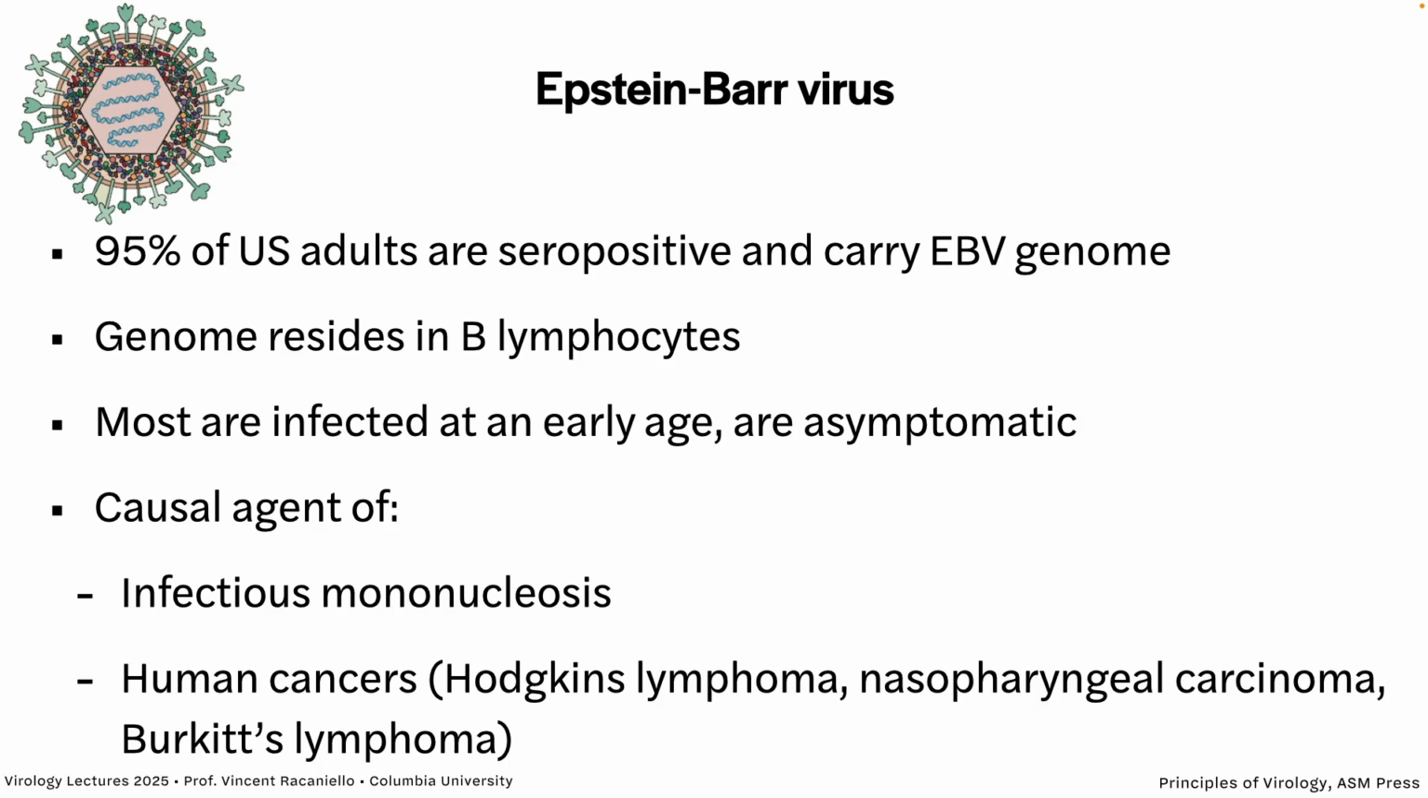Next, herpes virus. So there's a family called Herpesviridae, or herpes virus family, and it contains herpes simplex virus and Epstein-Barr virus. 95% of US adults are seropositive and carry the EBV genome in B cells. It's not a neurotropic virus. This is B cell tropic. You get infected at an early age. You are often asymptomatic, but the virus can cause mononucleosis, which you have certainly heard about, and a variety of human cancers: Hodgkin's lymphoma, nasopharyngeal carcinoma, and Burkitt's lymphoma.